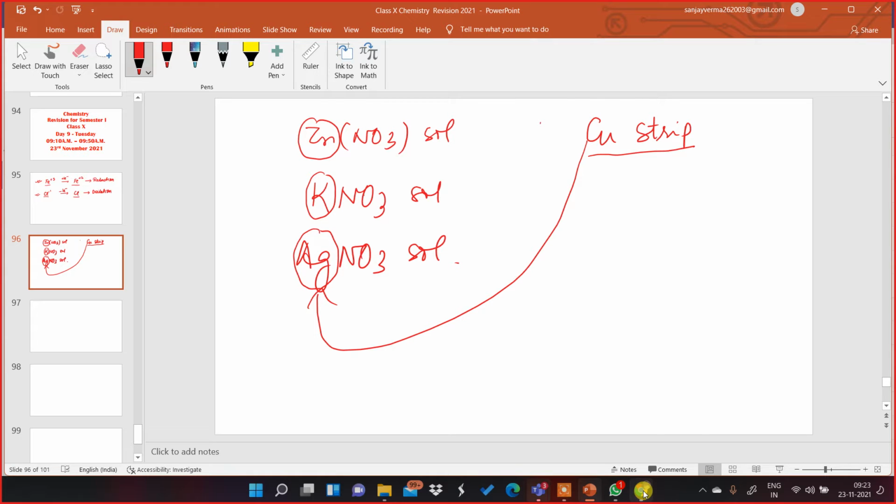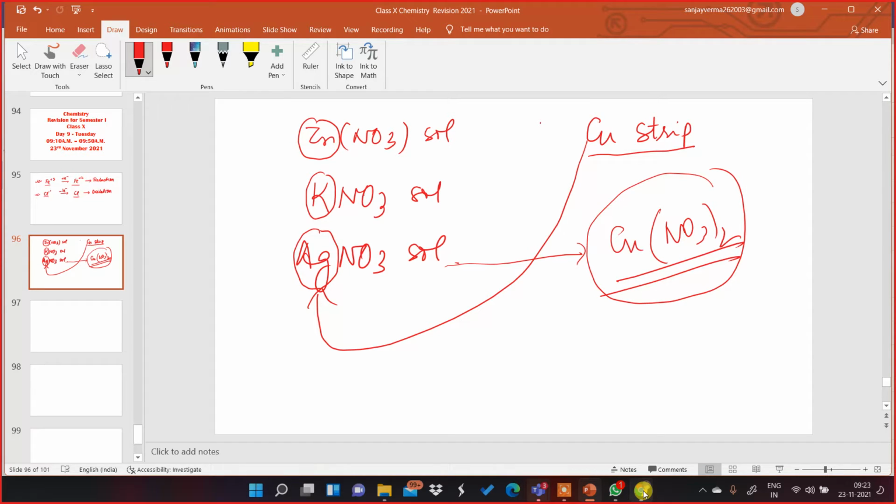So it is possible for copper to replace silver, and the solution becomes what? Copper nitrate solution, no? So copper nitrate solutions are what? They are blue in color. Okay. Next one. Moving to the next one.